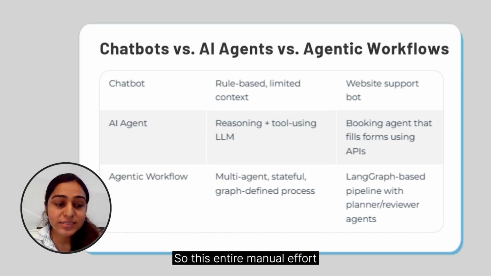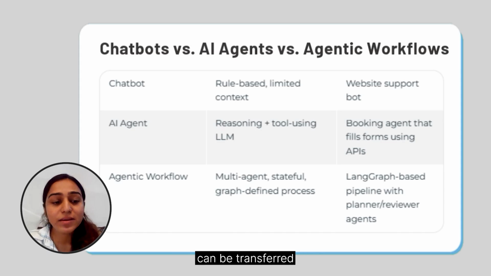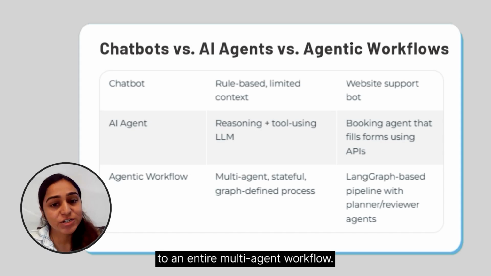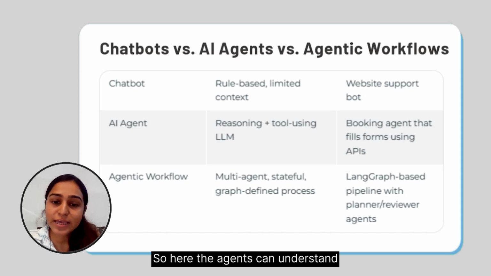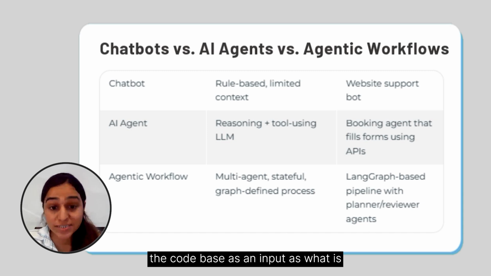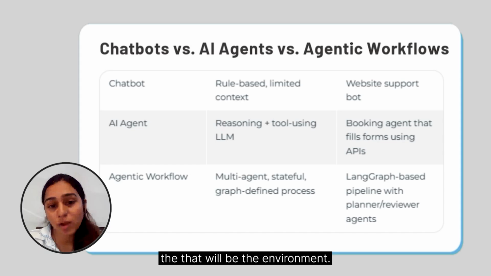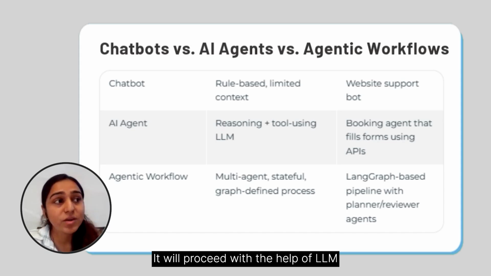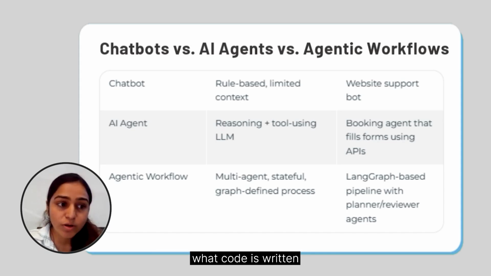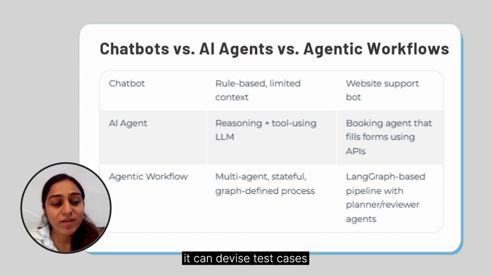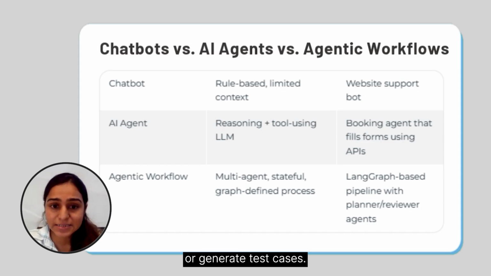So this entire manual effort can be transferred to an entire multi-agentic workflow. Here the agents can understand the code base as an input, as we discussed earlier, that will be the environment it will perceive. With the help of an LLM, it will understand what code is written where, what is the logic, and based on that, it can devise or generate test cases.